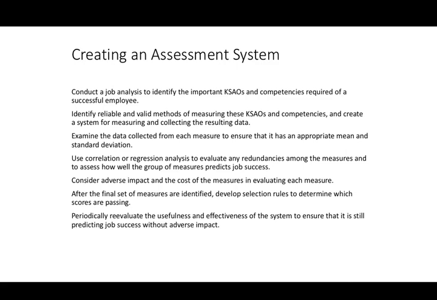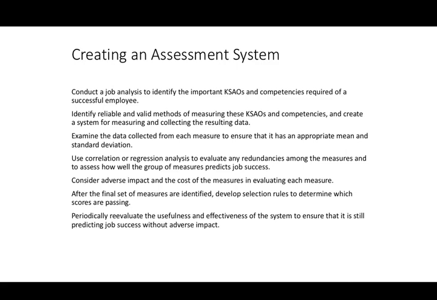Then we use correlation and regression analysis to evaluate any redundancies among the measures, and to assess how well the group of measures predicts performance or success on the job. So we can use correlations. We can also use regression, and so you'll get some practice doing that.